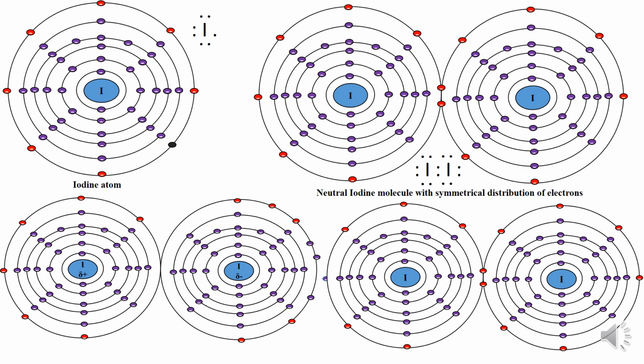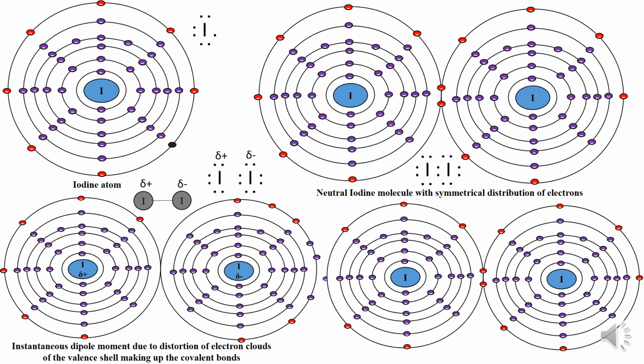Now, due to the high polarizability of the iodine molecule, there is a slight distortion of the electron cloud. So here we are talking about the distortion of the electron cloud in the outermost valence electrons. So an instantaneous dipole moment is created due to distortion of the electron clouds of the valence shell that is making up the covalent bonds. And as a result, there is clustering of outermost valence electrons towards one side of the iodine atom, and thereby you see a partial negative charge on one of the iodine atoms and a partial positive charge on the other iodine atom.